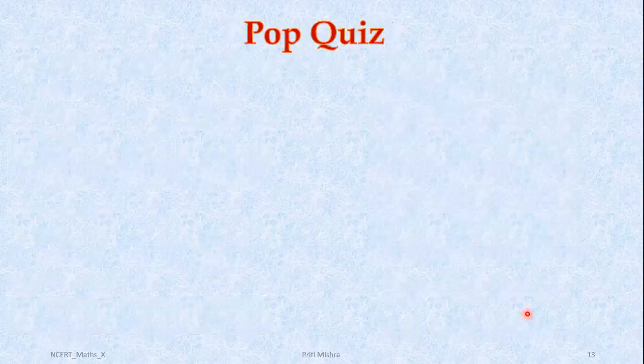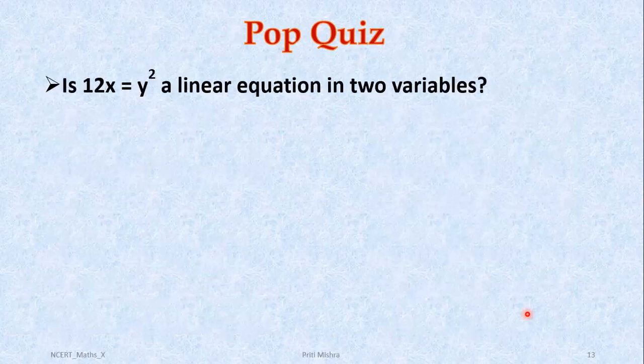So now get ready for the pop quiz. Here is our first question. Is 12x is equals to y square a linear equation in 2 variables? Find out its answer. So its answer is no, because y is having power 2 here. So it is not a linear equation. That's why answer is no here.